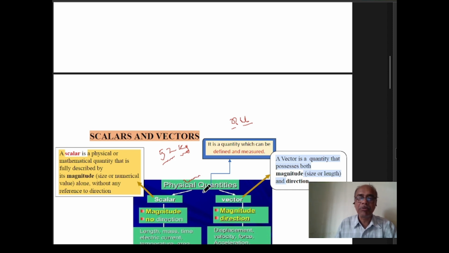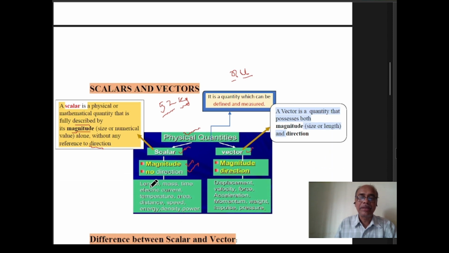Now this physical quantity is classified into one, the scalar, and another, the vector. A scalar is that quantity which is fully described by its magnitude, no direction, only magnitude. For example, length, mass, time, electric current, temperature. These are scalar quantities.